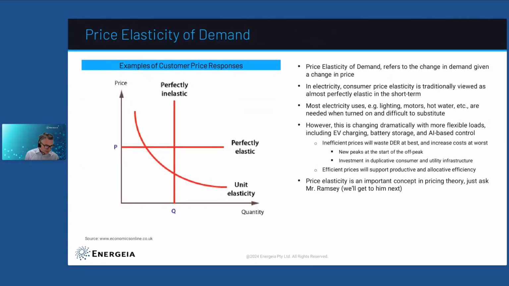Another really important principle that hasn't actually mattered in electricity until very recently is price elasticity of demand. And what that means is the reduction in demand given a change in price. And you can apply this to anything, but in electricity, it hasn't really mattered because in the short term, if prices go to 2 orders of magnitude higher, people are generally not going to change their behavior.